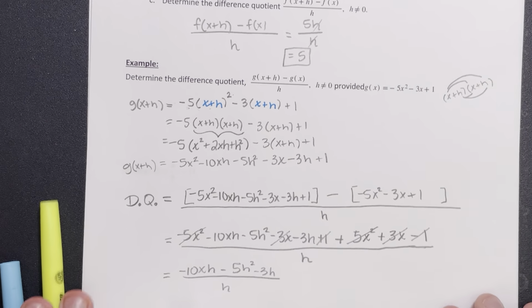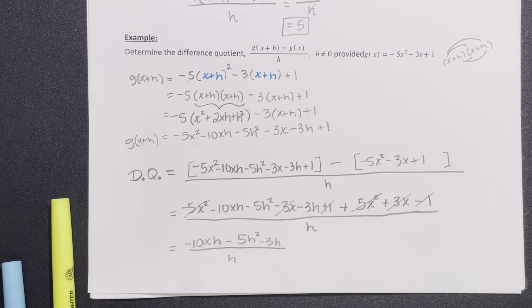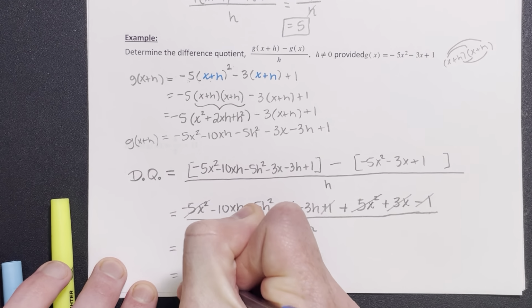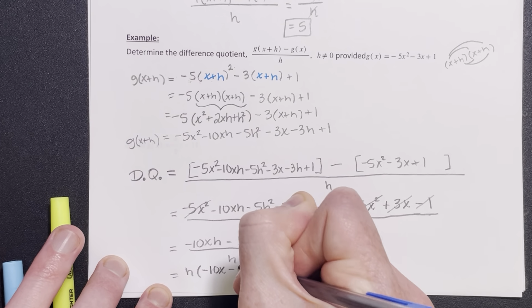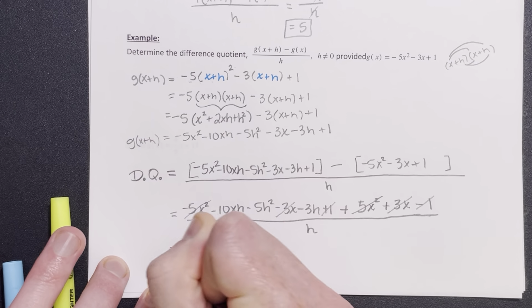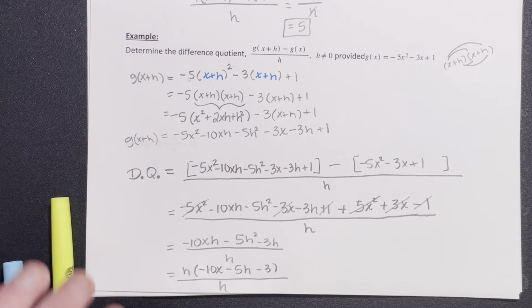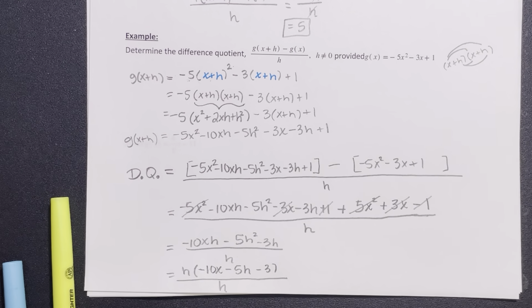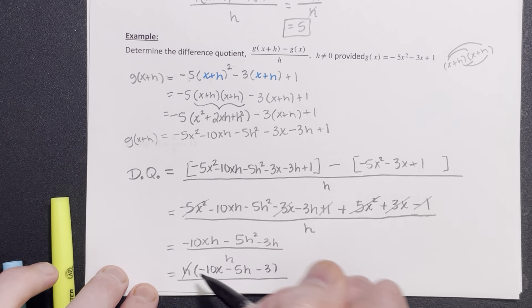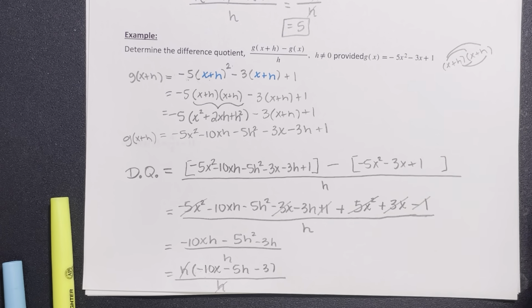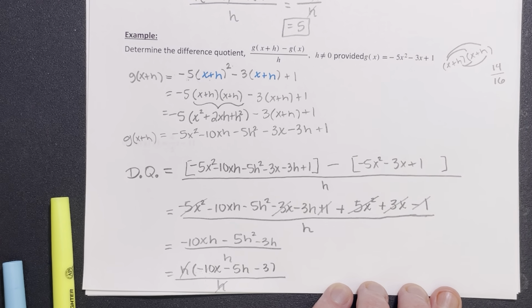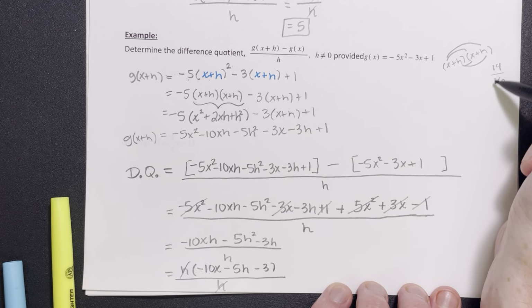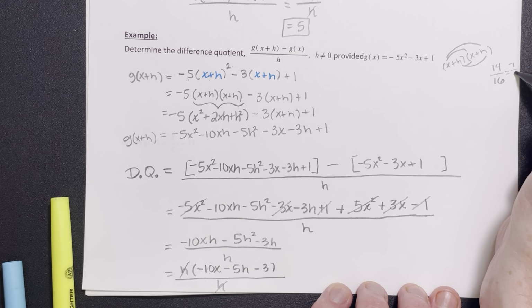Hopefully what you'll notice is that every single one of those terms in the numerator has an h, so there is a GCF of h in the numerator. I could factor that out. That would leave me with negative 10x minus 5h minus 3 over h. The reason I factor out that GCF is because to reduce a fraction, you would need a common factor. So we could reduce a fraction like 14/16 by a factor of 2, because there's a common factor of 2, which makes that 7/8.